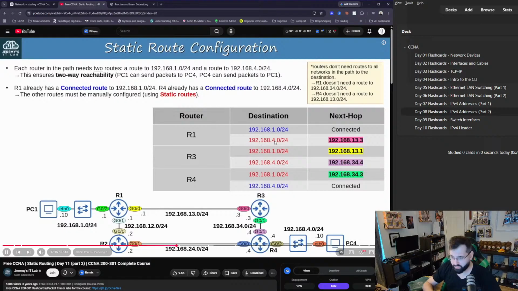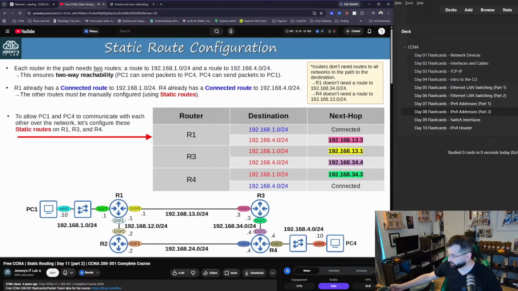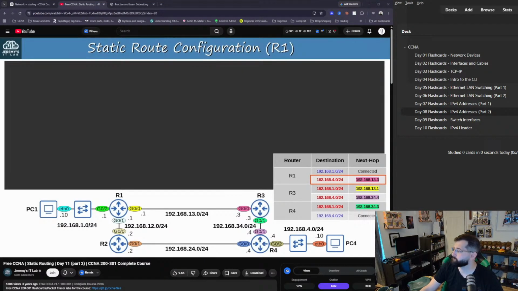Interface. But I had to understand that. Okay, we've planned the static routes we need to configure. To allow PC1 and PC4 to communicate with each other over the network, let's configure these static routes on R1, R3, and R4. First up, let's configure R1's route to 192.168.4.0/24.